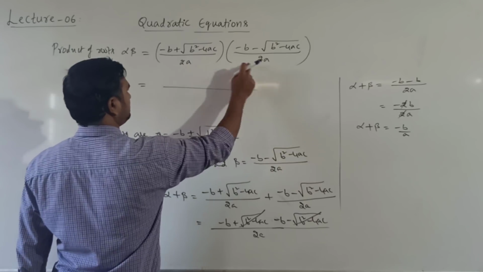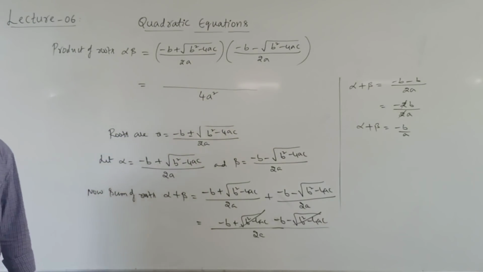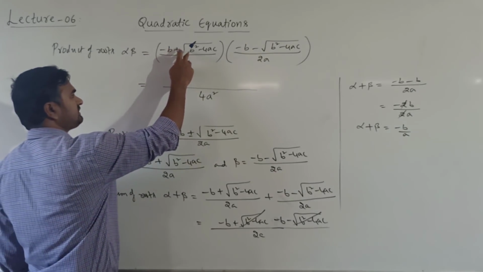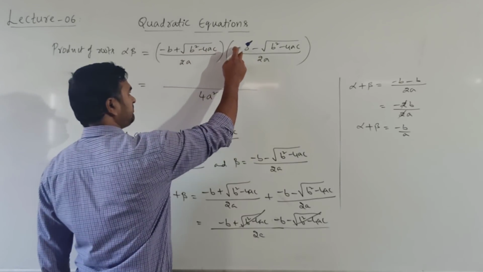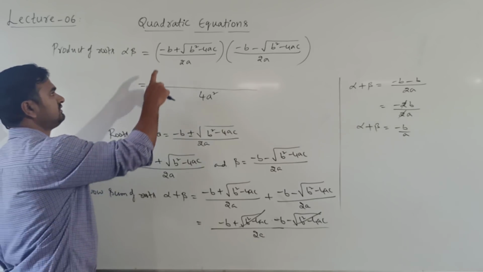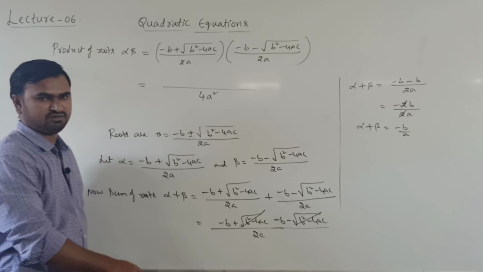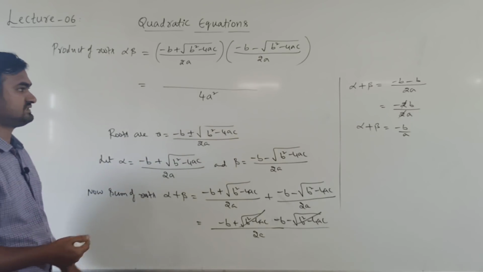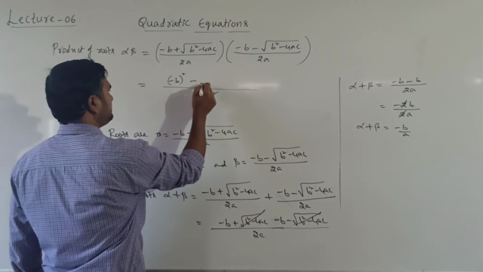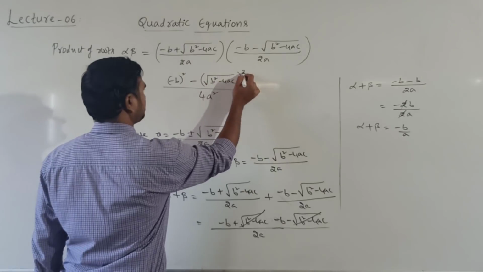Denominator: 2a into 2a is 4a square. What is the numerator? Minus b plus root of b square minus 4ac, times minus b minus root of b square minus 4ac. It is in the form of (x plus y) into (x minus y). We can write it as x square minus y square, so minus b whole square minus root of b square minus 4ac whole square.